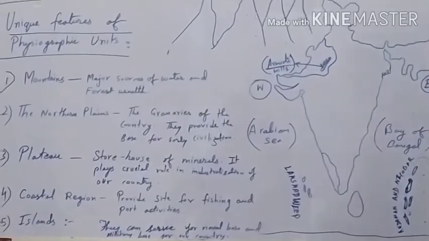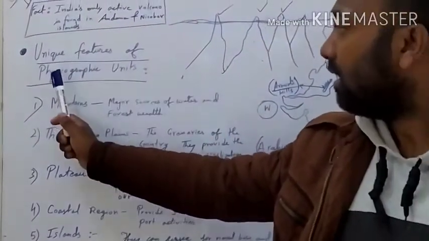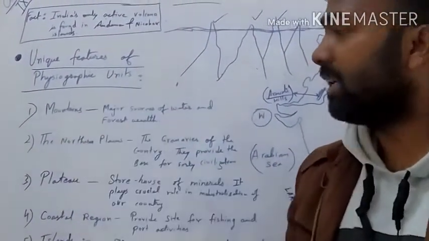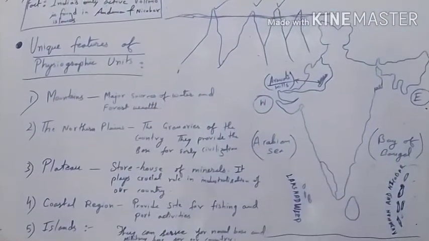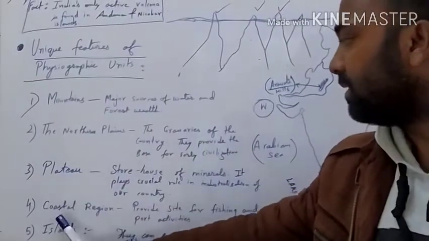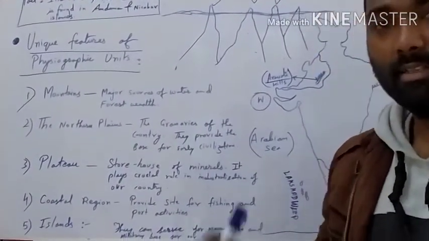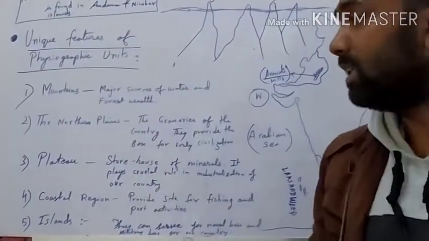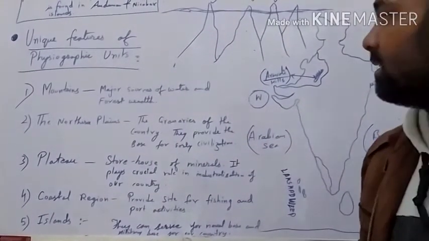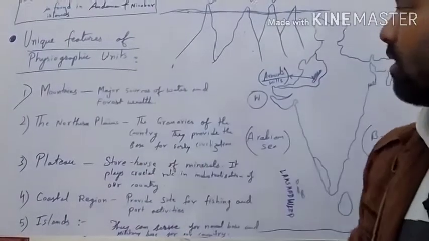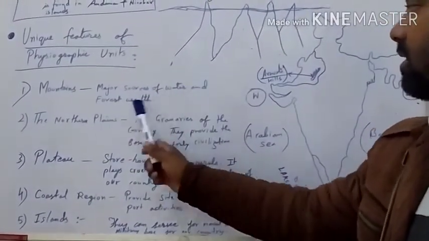Then the next one is the unique features of physiographic units. These are the physiographic units as we have already discussed: mountain, northern plains, plateau, coastal region and island. Let us revise this once again and then we will understand the salient features of these units. The first one is mountain, major sources of water and forest.